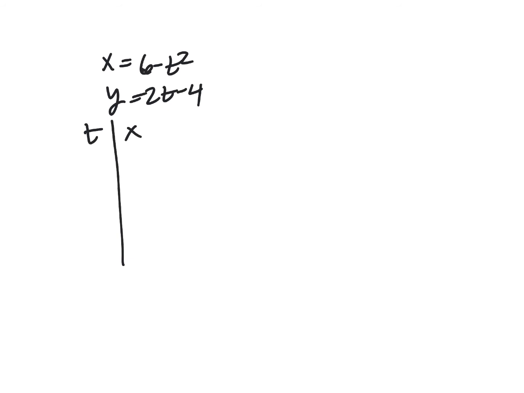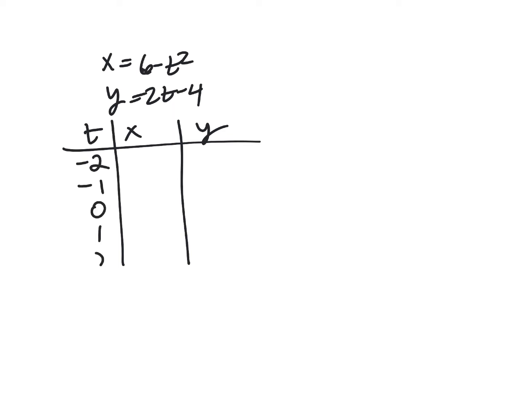So let's look at x as 6 minus t squared, and y is 2t minus 4. So we're just going to fill in a table again. In this case, I'm not given bounds on t, right? I'm not saying it's between 0 and 2 pi. So let's just start somewhere. Let's just start close to 0, and we'll move left to right in terms of time. So let's just plug in -2, -1, 0, 1, and 2, and see if we can figure out what's going on.